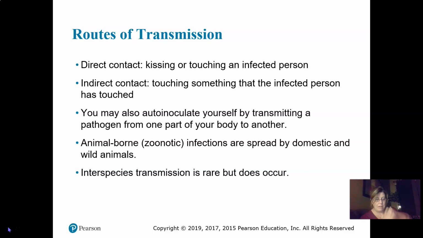Dogs, cats, livestock, and wild animals can be the source of animal-borne or zoonotic infections, by spreading disease through bites or feces, or by carrying infected insects into living areas. Interspecies transmission can occur. It's rare. Vaccinations help with that. Basic hygiene and care in contact with animal fluids are really important as parts of prevention.